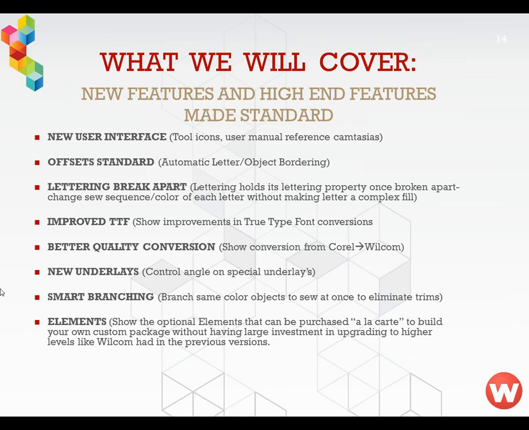This was something, again, only in our $15,000 level. This is going to allow for you to branch same color objects that touch or kind of have a branching sew sequence to sew at once. So I'm going to show an example of like a checkerboard, black and white checkerboard, and how we can branch those objects that are same color to sew at one time to eliminate trims. This is going to be a really good friend to you.